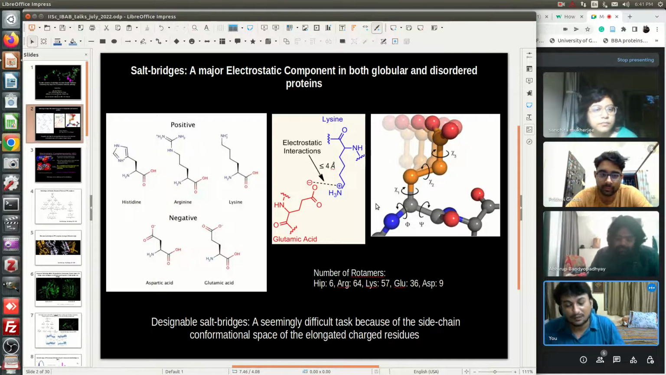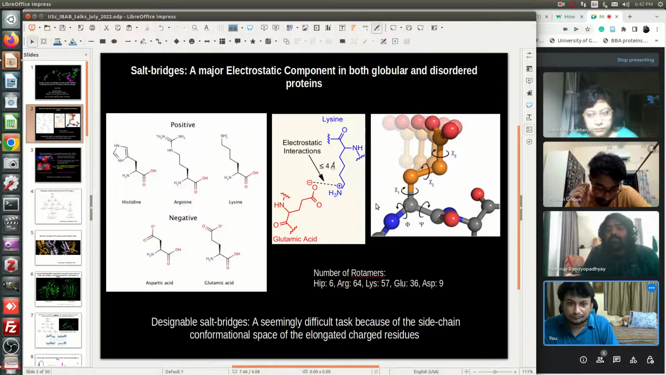You guys probably need no introduction, because the audience is full of experts in the field, but still, just as a preface: salt bridges, as we all know, are ionic bonds, and they are one of the major electrostatic components in both globular and disordered proteins. They are formed when two oppositely charged side chains come close in the three-dimensional context of a protein structure, and traditionally this has been identified by a threshold of 4 angstrom between a positive and a negative charge center coming from the two side chains.